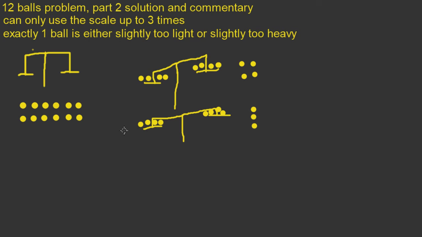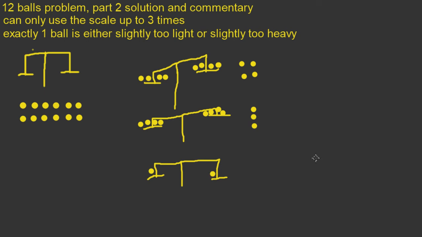In the second case, what do we do if the scale balances now? Well, if the scale balances, then one of these 3 balls that was initially on the right side must have been too light. Since we know what's wrong with it, we can solve that one in one step. What we do is take one of those balls and place it on the left side of the scale, and we take another one and place it on the right side of the scale.